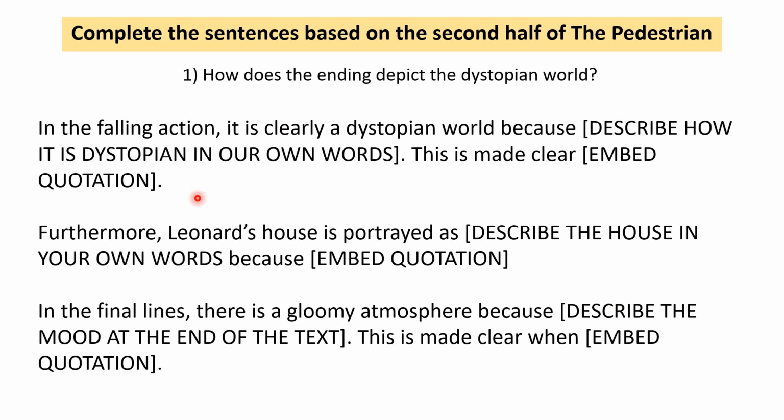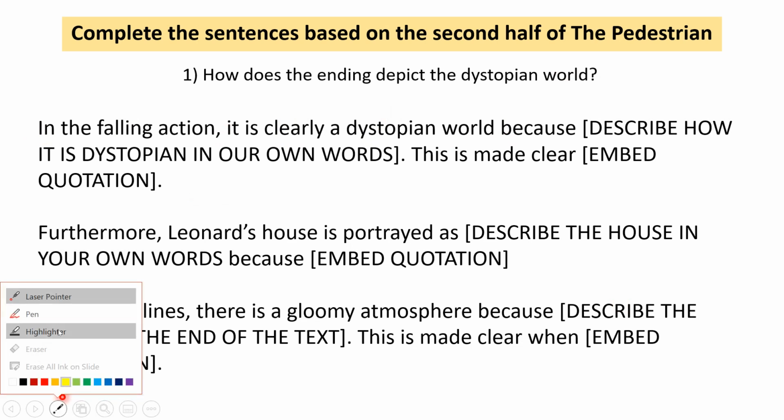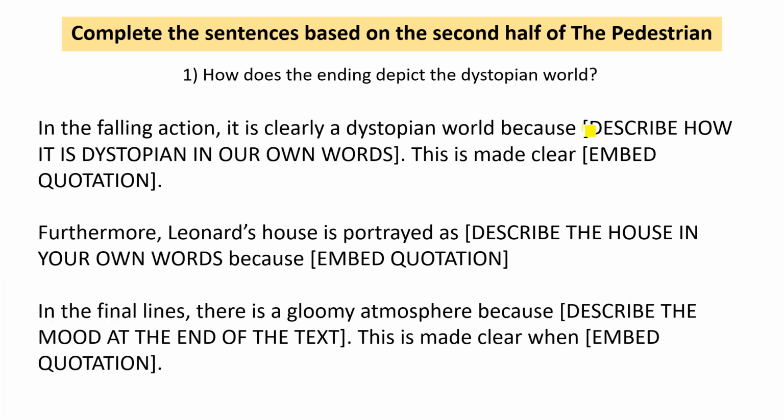So you're going to write, in the falling action, it is clearly a dystopian world because you need to describe how it's dystopian. So you need to consider what happens to Leonard because he is walking. Where are they planning on sending him? And then you can write that quotation here. Then you're going to write, furthermore, Leonard's house is portrayed as. So remember, they drive past his house and it has all the lights on. So describe what the house looks like, and then embed the quotation.